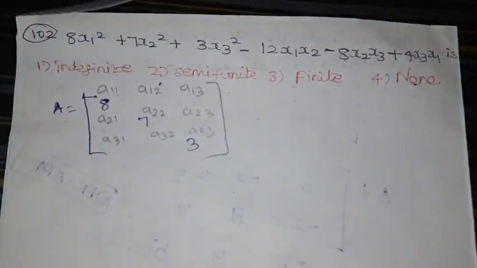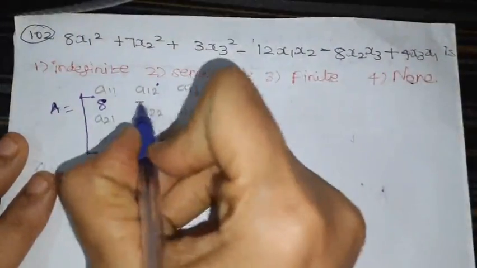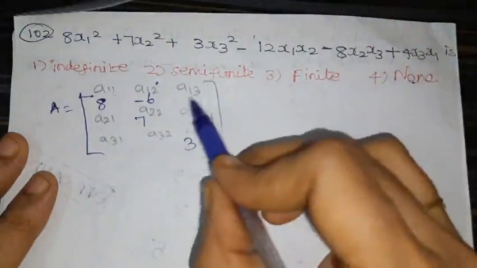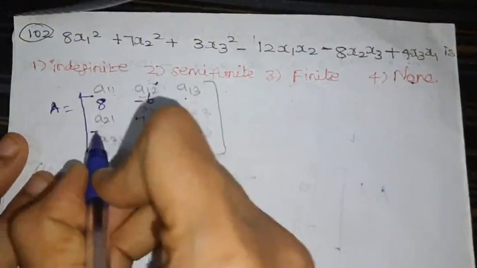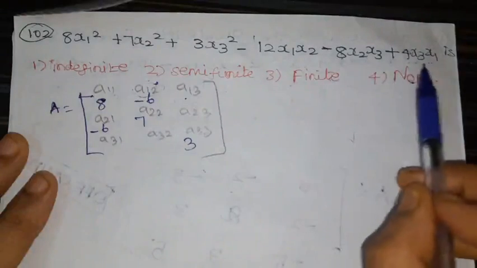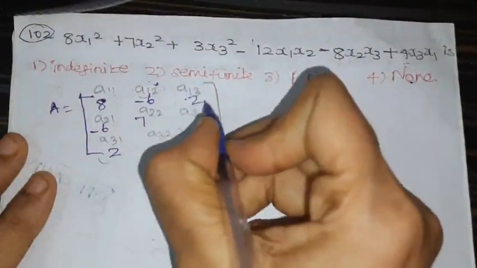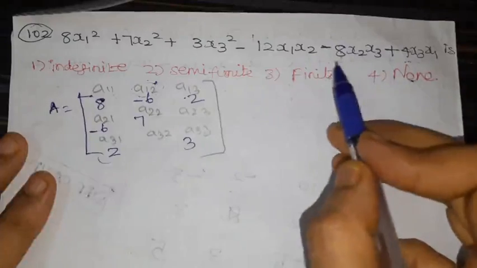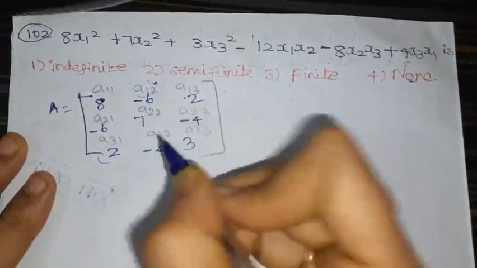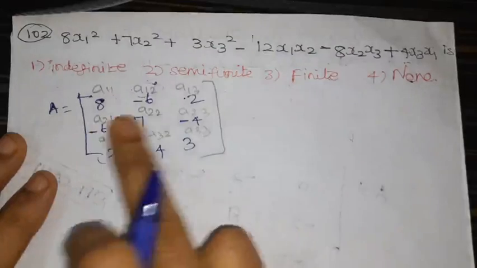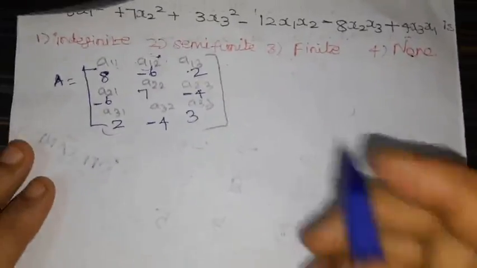A12 is half the coefficient of x1 x2, half of minus 12, which is minus 6. Then half the coefficient of 1 3 or 3 1. The same applies to 1 2 as well as 2 1, the same term will repeat. For 3 1 half means 2, and 3 1 will be equal to 1 3 also. Then half means minus 4 in 2 3, minus 4 in 2 3 as well as 3 2. So this is the required matrix: 8, minus 6, 2; minus 6, 7, minus 4; 2, minus 4, 3. This is a 3 cross 3 matrix.